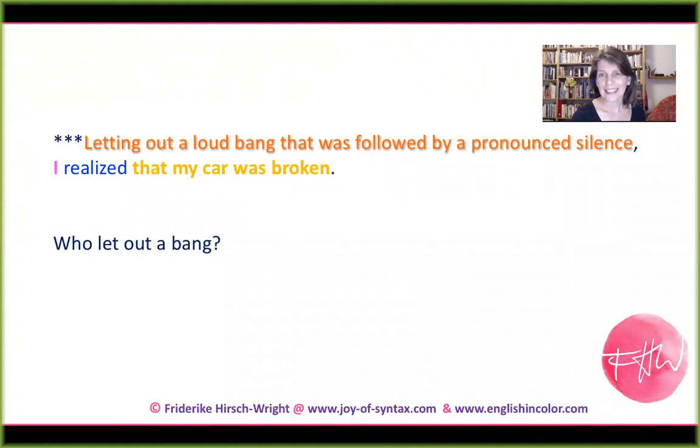When you read that, who do you think produced the bang? The speaker? Did the speaker eat too many enchiladas, bean enchiladas? Or who let out a bang? Okay, I think it was the car. And in order for the car to have let out the bang, we need to change the sentence.